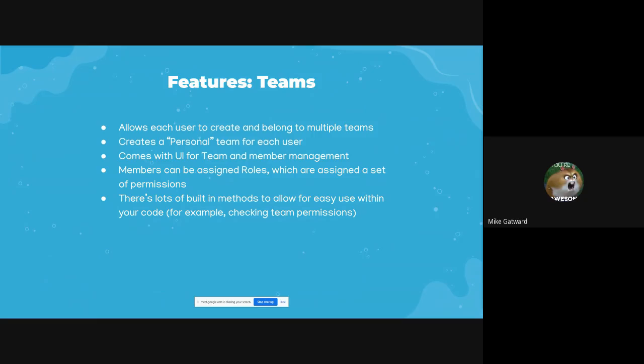It comes with UI for managing the team and for managing the members. And members can be assigned roles, which are assigned a set of permissions. You get some default ones out of the box, but again, obviously this is all customizable. You can add your own in. And the thing that's really nice is there's a lot of built-in methods, on the code side of things, that allow for easy interactions with teams on users and teams. So, for example, being able to check that a person belongs to a particular team and that they have a particular permission to perform an action on a team. So there's a lot of nicety there.